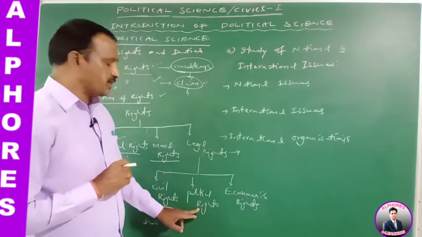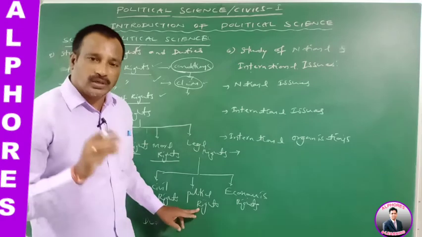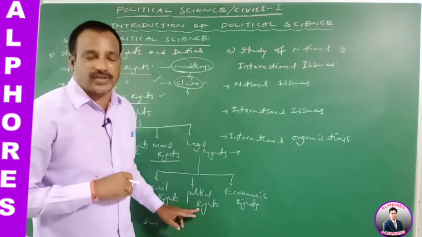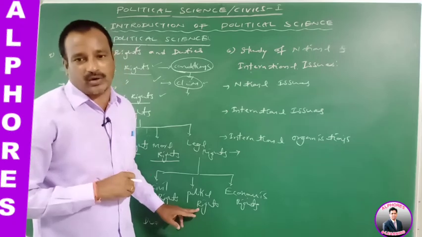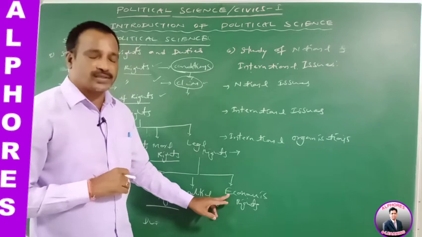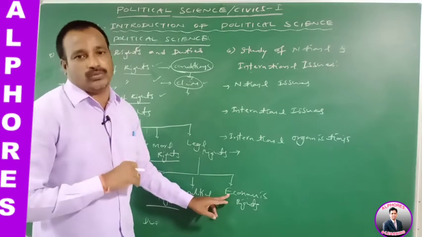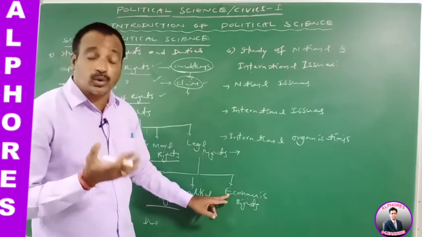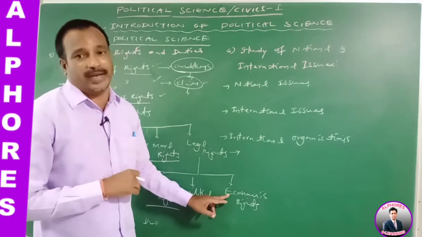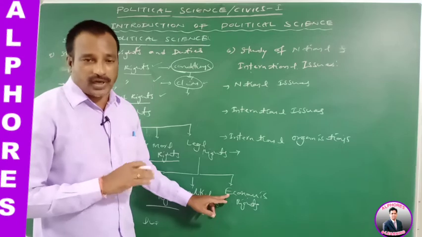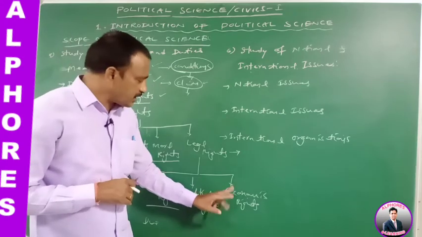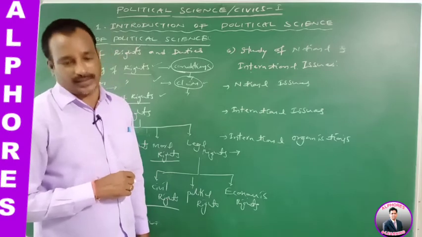What are the political rights? Right to vote, right to contest in the elections, right to hold public offices, right to criticize the government, etc. What are the economic rights? Right to work, right to leisure, right to social security in case of illness, right to get wages. These are the economic rights.